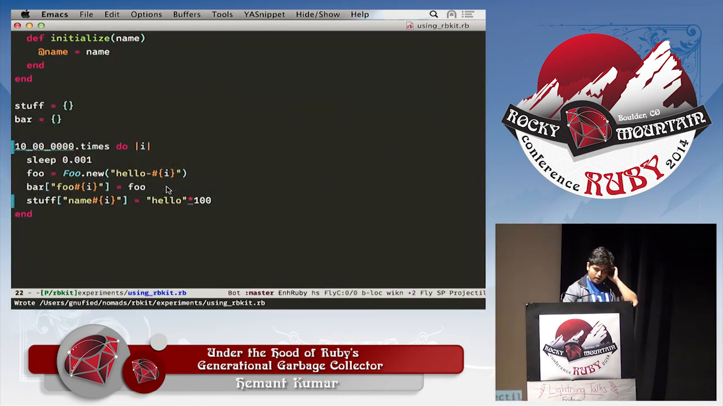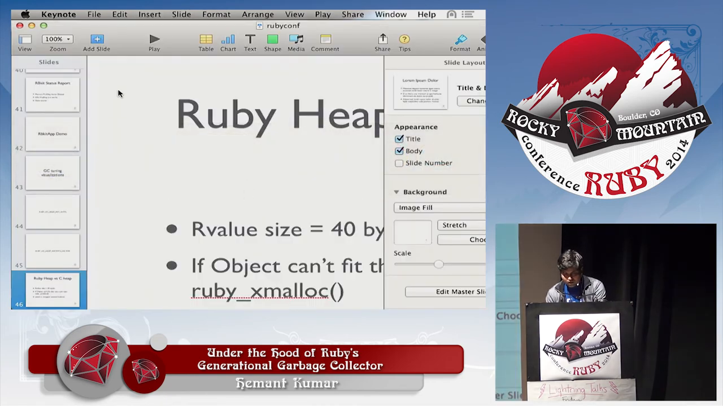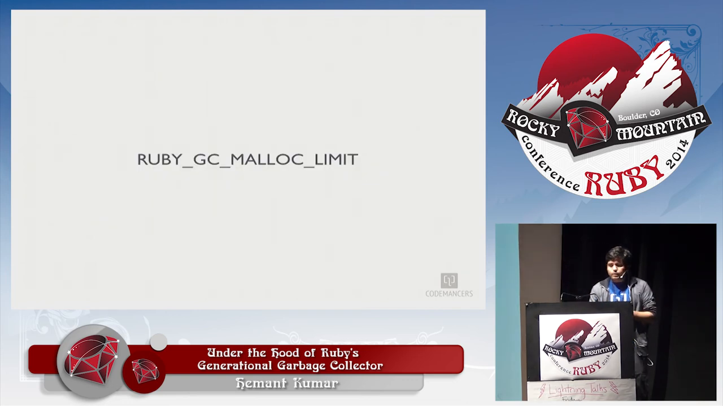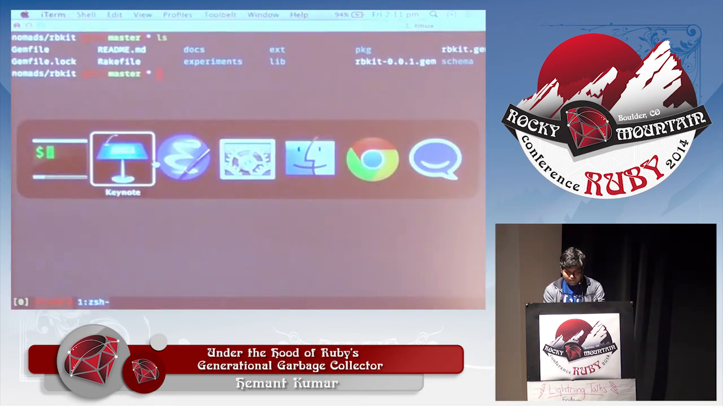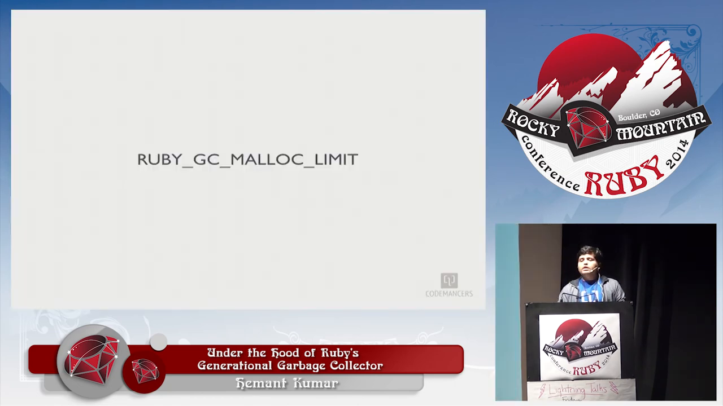All right, so the next thing I want to talk about is Ruby GC malloc limit. And this is another important factor that controls how frequently GC runs. The idea here is that the initial heap slots and growth factor alone do not control how frequently GC happens. Ruby GC malloc limit is another variable which controls how much memory is allocated on the C heap, and if that much memory is already allocated, then the GC should happen.